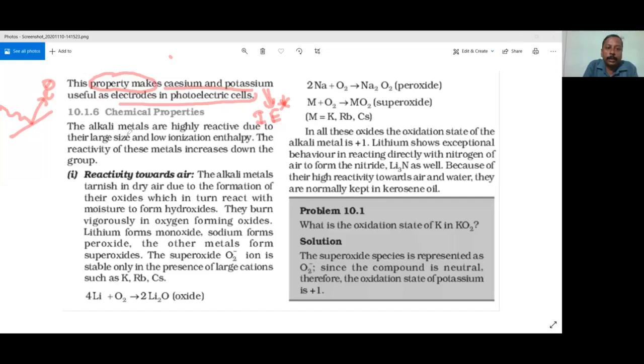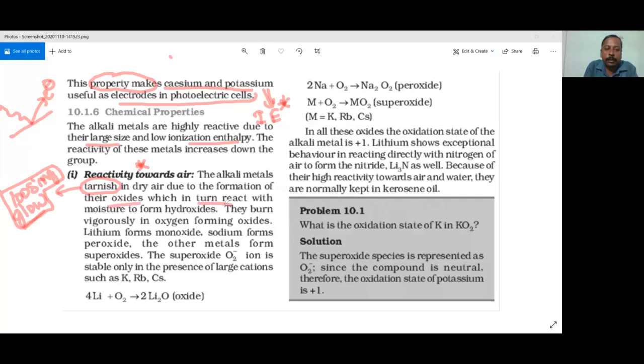Next. Alkali metals are highly reactive due to large atomic size and low ionization enthalpy. And very important here, hydration enthalpy I am going to explain. Don't worry, I will tell you clearly. So, reactivity towards air. Alkali metals tarnish. Tarnish means losing their glow. They are silvery white metals, but losing their glow is called tarnish. These are the words which make it very difficult to study NCERT. So losing glow is called tarnish, in dry air, due to formation of their oxides.